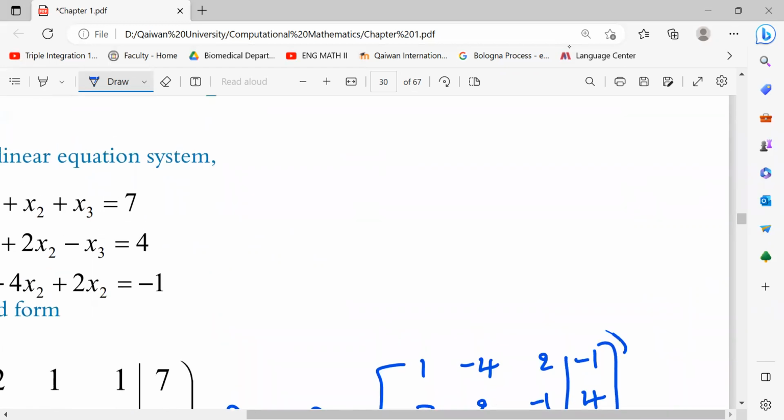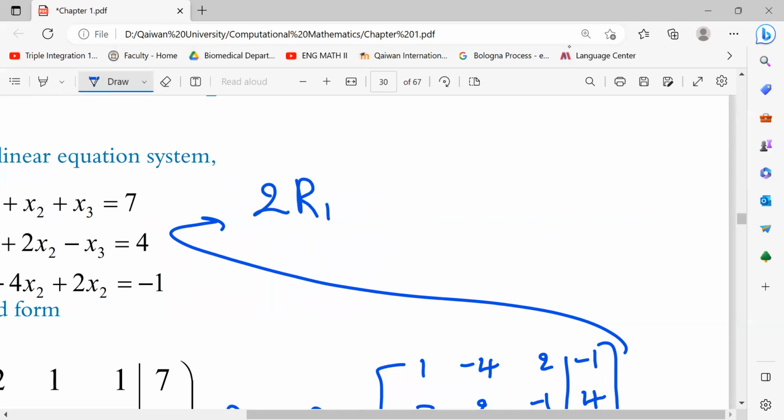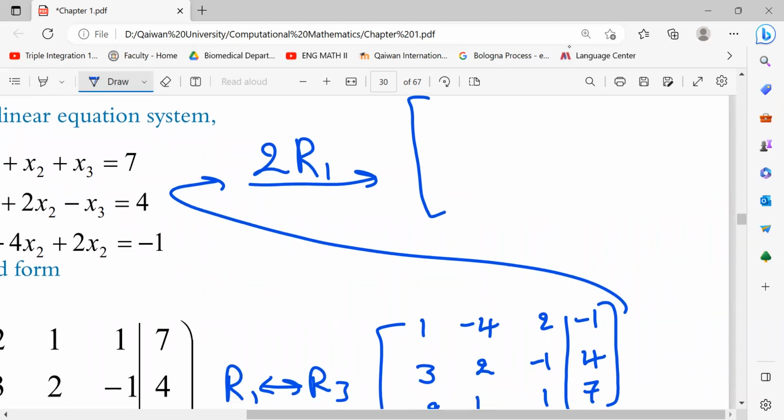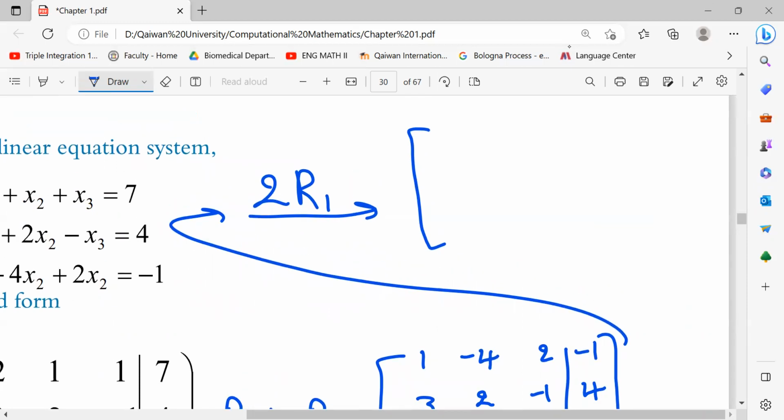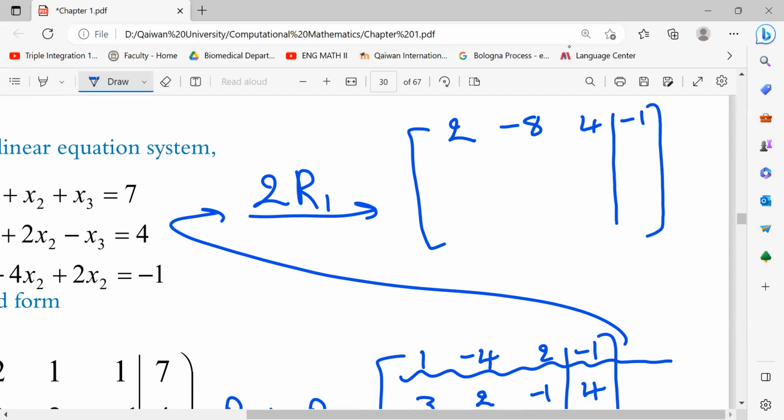We say 2R1. What we get? We just multiply the elements of R1 by 2. R1 means row 1. How about row 2 and 3? Still the same. We don't make any change in those 2 rows. We just changed the elements of row 1 by multiplying them by 2. So if you multiply the elements of row 1 by 2, what you get? 2, minus 8, 4, and -2. Yeah. We multiply all the elements by 2.